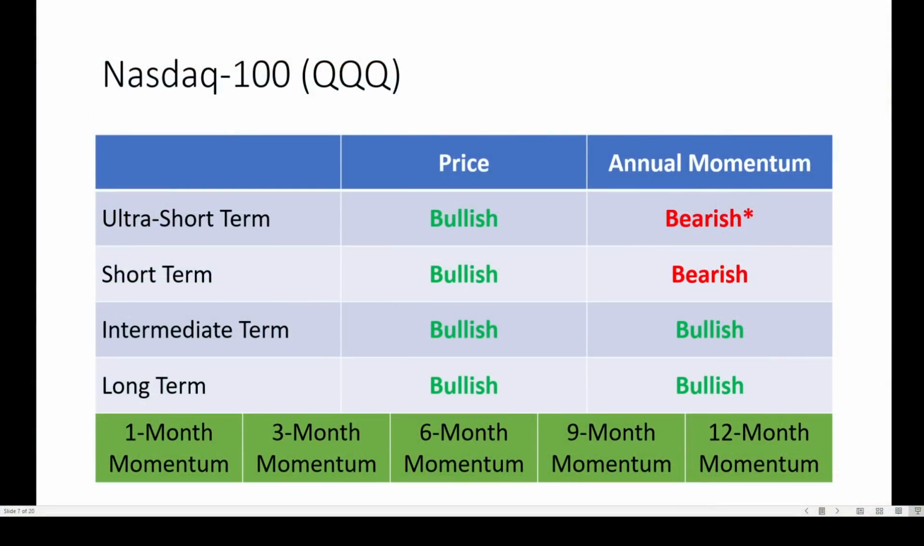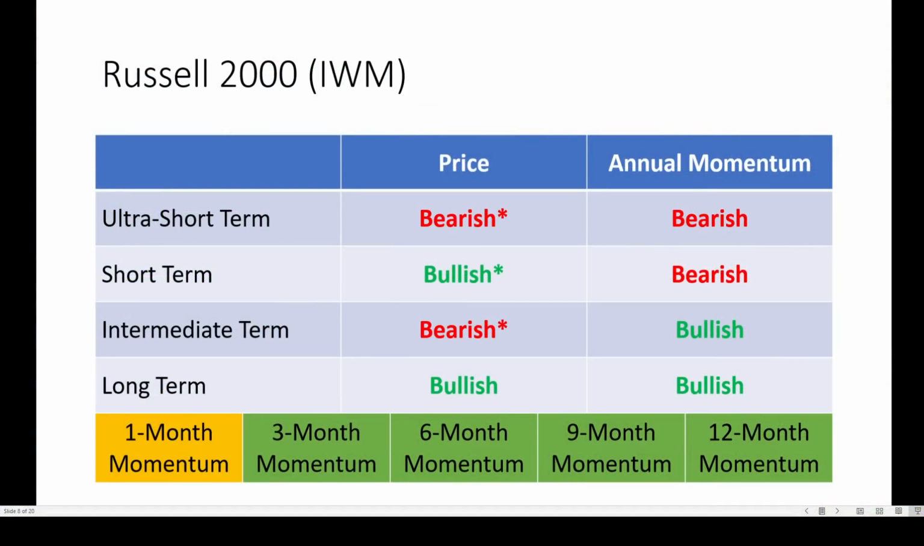So let's go on to small caps. A little different picture in the small caps. You see one month momentum is yellow or gold here. That means it's negative and rising. The 1 month can move all around. It's not that key of an indicator. But what do we have? Price, ultra short term is bearish. Intermediate term is now bearish. And short term is back bullish.